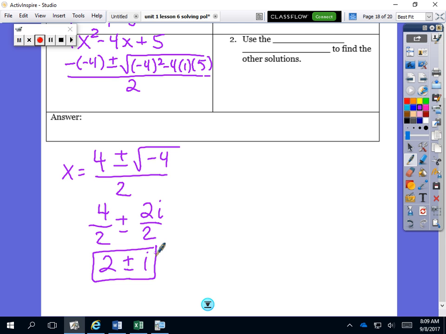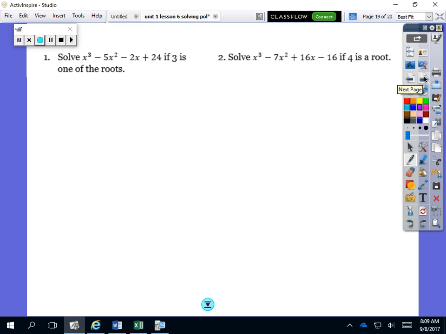So use the quadratic formula to find the other solutions. So the first solution was negative 1, and I have 2 plus i and 2 minus i, because that plus or minus means I have a plus and a minus in my answer. I have two answers, one was with a plus and one with a minus. So you're going to solve these two.